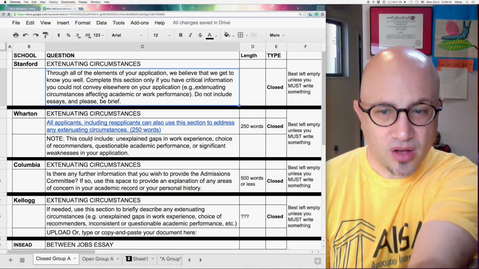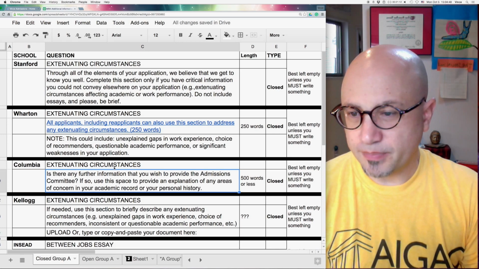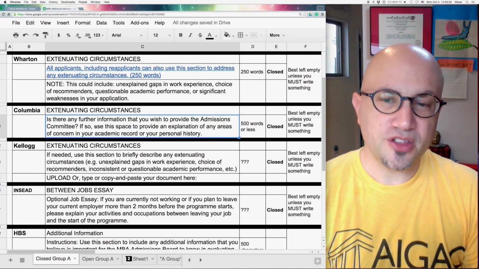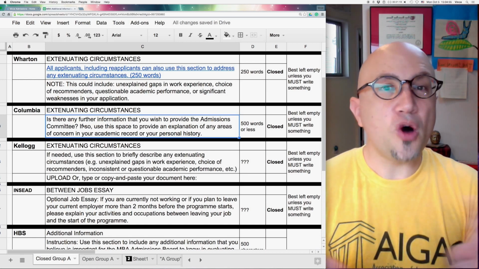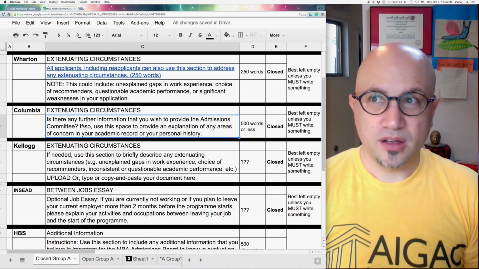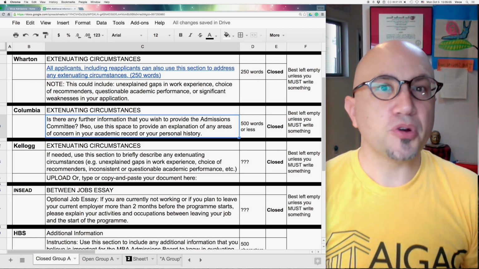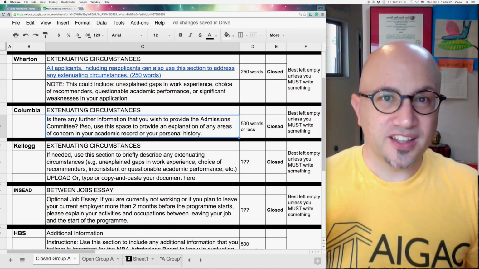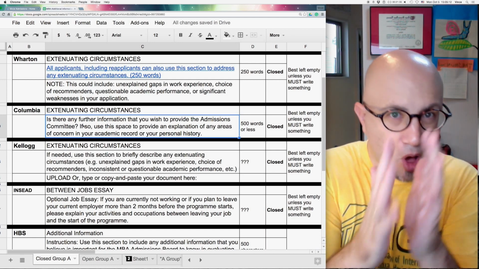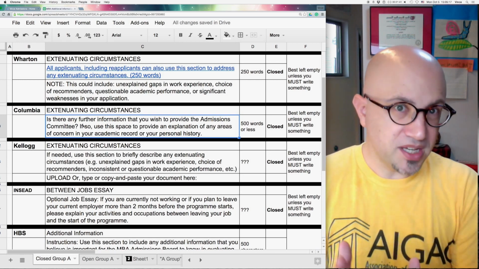So you'll see later on when I go through these schools and how they explain it. So Columbia here, for example, Columbia's funny. It says, is there any further information that you wish to provide the admissions committee? If that's all they said, is there any further information that you wish to provide us? A huge majority of my clients, much more than half of them, wish they could explain something to the admissions committee that doesn't fit in the small boxes or the CV resume or the essays, which are also limited.